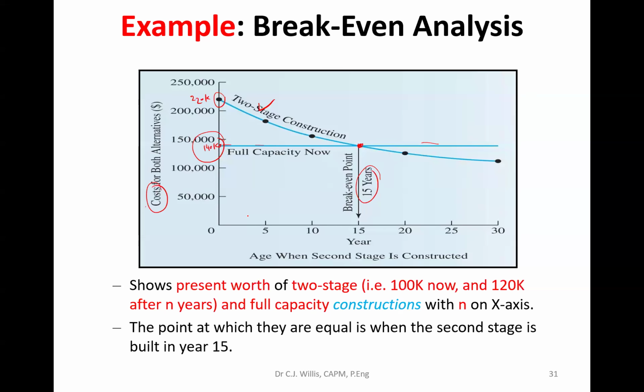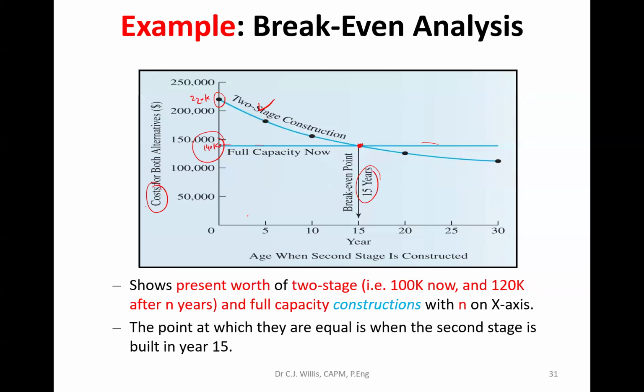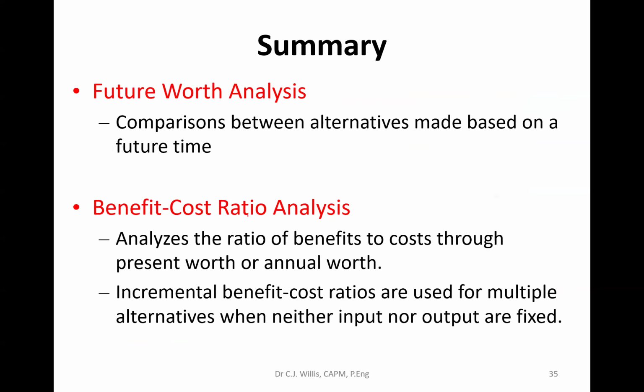You said 15, but it's not really 15 exactly. It is in between. We said approximately 15, but it's not really 15. We see the present worth of the two-stage construction decreases as the second stage is deferred, right? And where both are exactly the same, it's called the break-even point. So 14.275 is the break-even point.